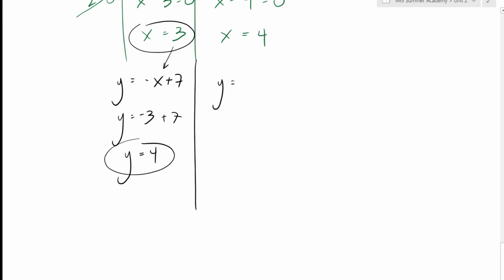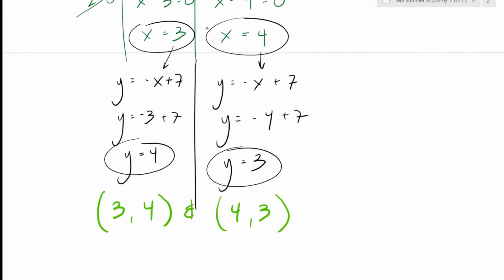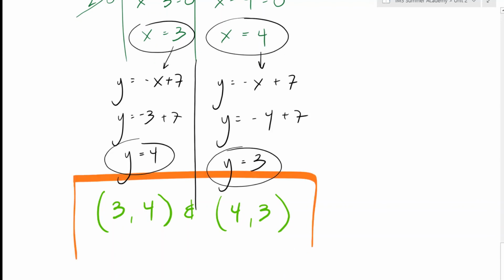On the other one, same equation. Plug in that 4. So it's a negative 4 and a plus 7, make it positive 3. There's the second point. Let's just write it in coordinate form to clean everything up. My first point is (3, 4), and my second point is (4, 3). So very similar, but not quite the same. They're close, not the same.